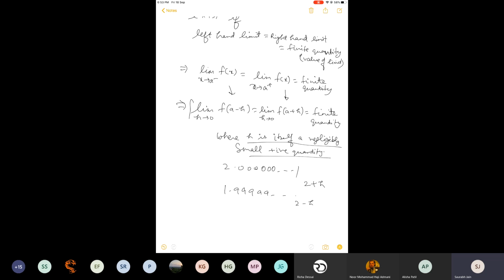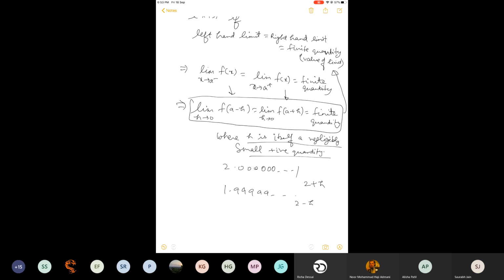So this is the definition, and this is only the value of limit. We will use this method. This is called the fundamental method or LHL RHL method. And if both of them are equal and they are equal to a finite quantity, then only the limit is said to exist, and that value is called the value of the limit. If any of these conditions is violated, then the limit does not exist.